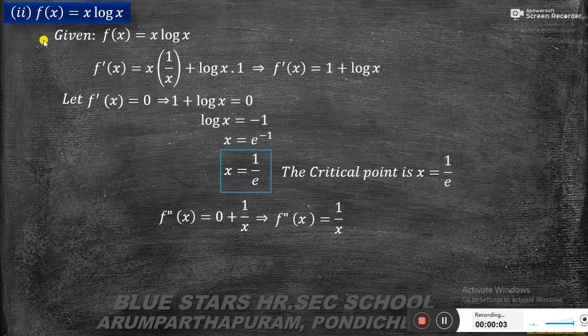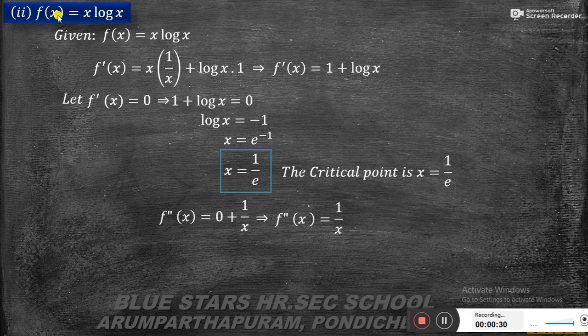Good morning students. Now we discuss exercise 7.7, second problem, subdivision 2. The question is: find the local extrema for the following functions using the second derivative test.